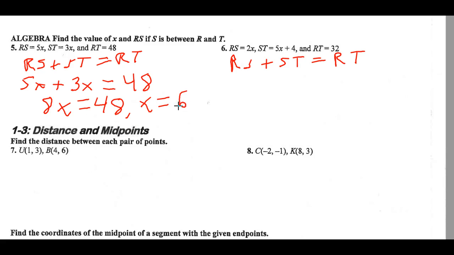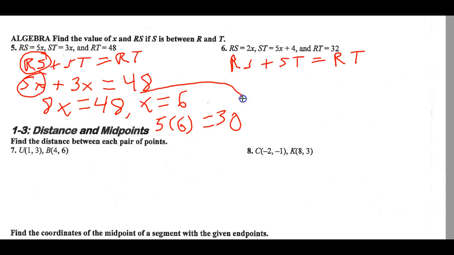And don't forget, they wanted us to find RS. Okay, well, RS is up there, it's 5x. So to find RS, 5 times 6 is 30. Okay, so for this first one I have two answers. I have x equals 6, and then I also find that RS is 30. Okay, try number 6 on your own.